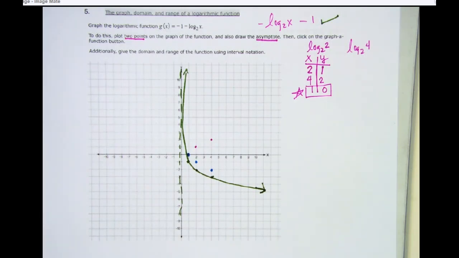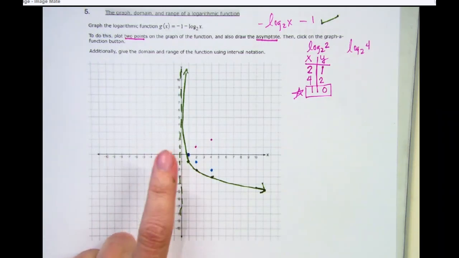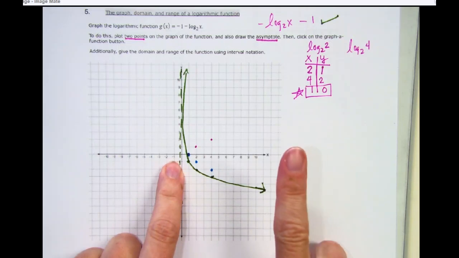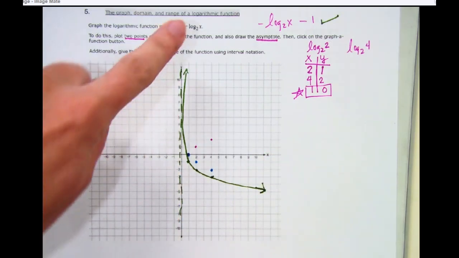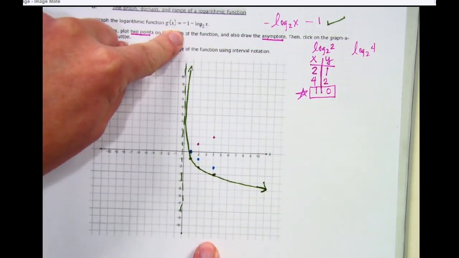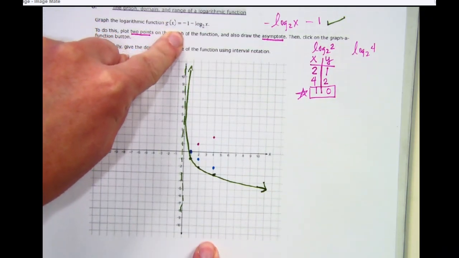Additionally, give the domain and range. Domain, where do we start? 0 to where? Infinity. My range? Negative infinity to infinity. Good.